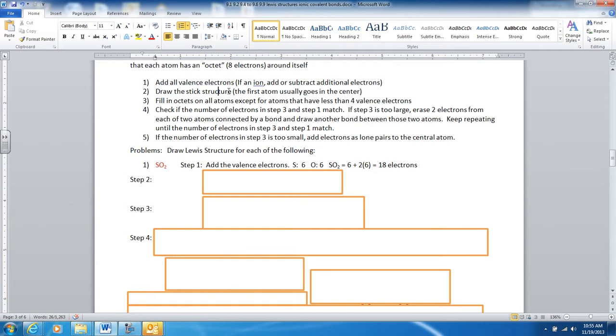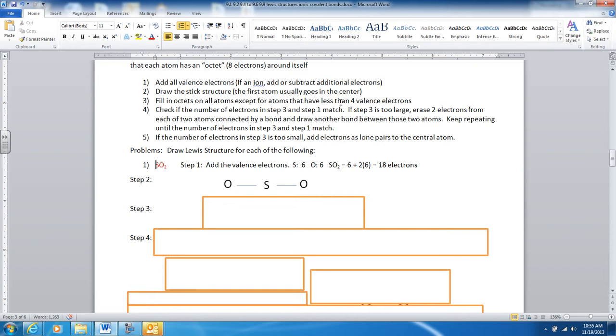We added them all up. Draw the stick structure, step 2. You put the first atom in the center, and you put the other atoms around it. All right, so here's our stick structure for SO2. These lines represent bonds. Each bond represents 2 electrons.